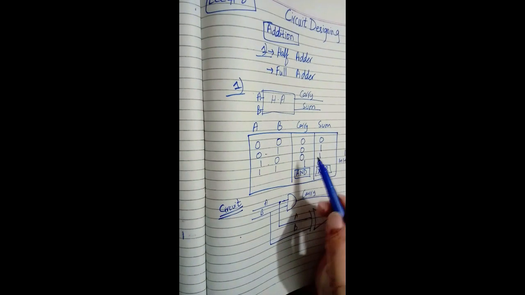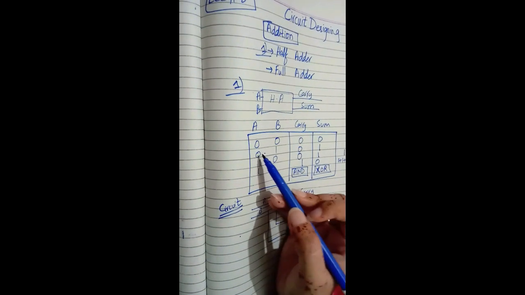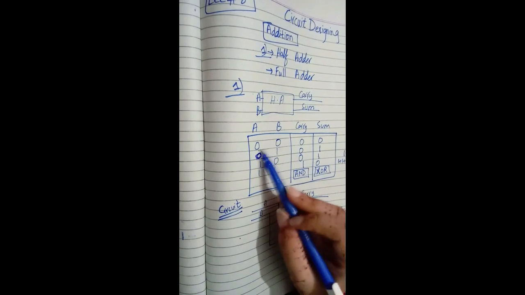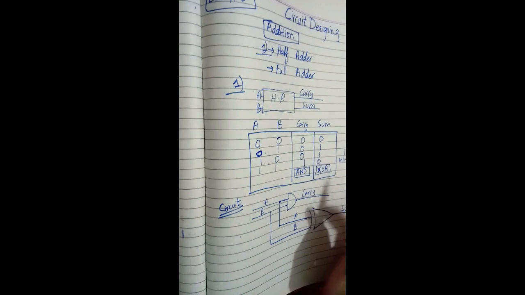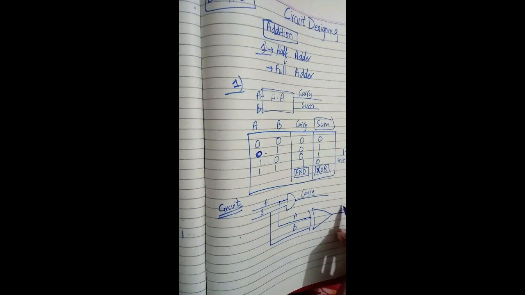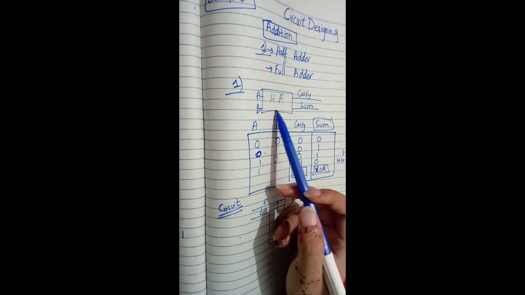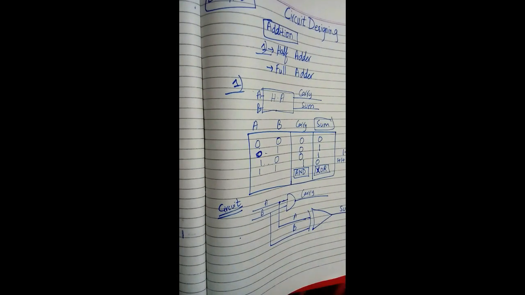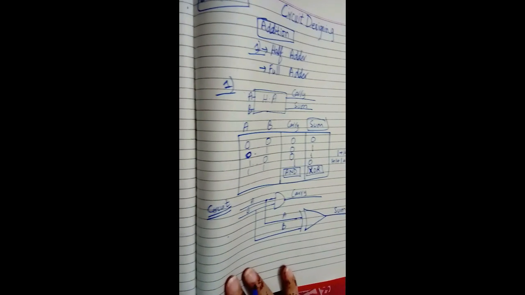It says that whenever we have different inputs, the output is 1, and on the same inputs, the output is 0. This is the XOR gate, this is its symbol, and this is for the sum, and we have drawn it. This is the table we draw for it, and this is the circuit diagram for the half adder. Now we will study the full adder.